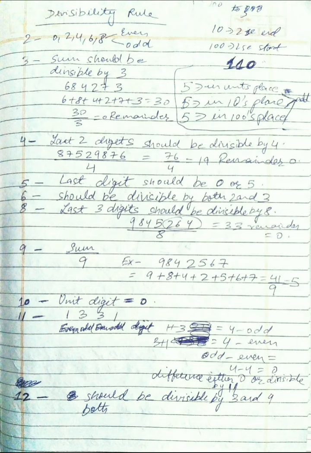So the first one is divisibility by 2. Any number is divisible by 2 if the last digit of the number is even. It can be 0, 2, 4, 6, 8. If the last digit of the number is 0, 2, 4, 6, or 8, then it will be divisible by 2. Okay, so this is the divisibility rule by 2.